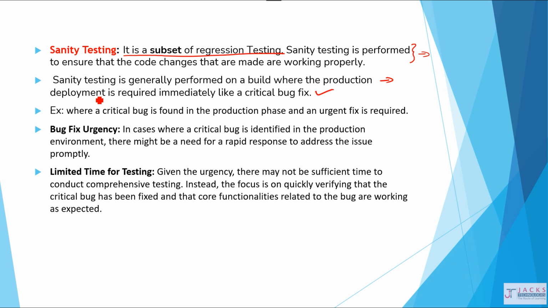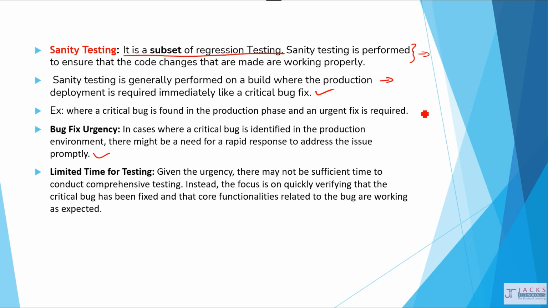Now, a critical bug is found in the production phase and an urgent fix is required. See, you did system testing. You missed verifying one particular bug and it has occurred again at the production level. Now what will happen? Bug fix urgency. In case a critical bug is identified in the production environment, there might be a need for rapid response to address this issue promptly. Now the product is at production level, and they have faced an issue. That issue needs to be fixed immediately and we need to deliver this software as soon as possible. We don't have more time.